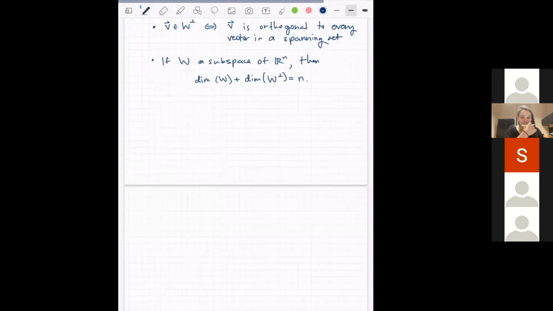Okay, so this is all of the properties I wanted to mention about W perp, and let's do an example of actually finding it.